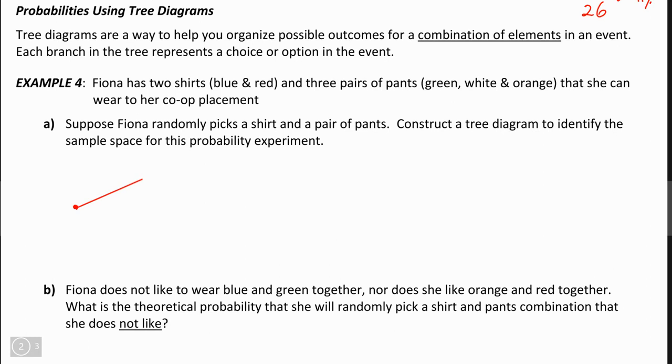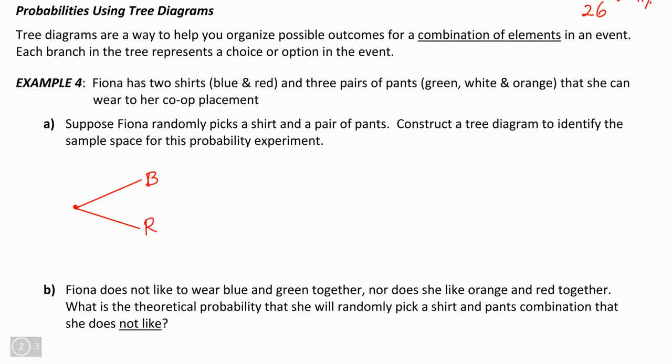So the first choice she's going to make is a choice on what color shirt she's going to wear. So she can wear a blue shirt, or she can wear a red shirt. Let me just go back to the pen here. So, okay, blue shirt or a red shirt.